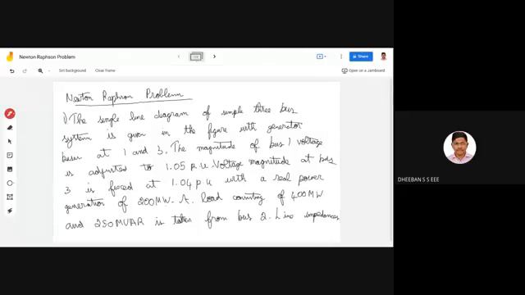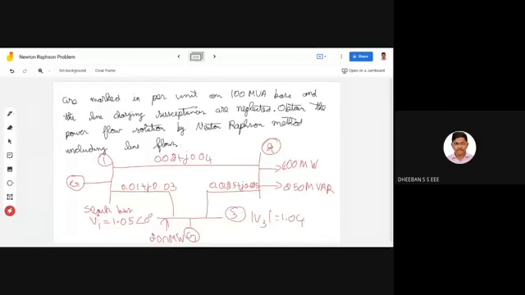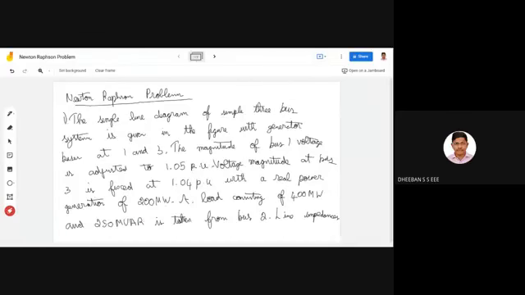So this is a problem. I hope you might have taken it down. Here they have given a single line diagram. This single line diagram has generators at buses 1 and 3. The magnitude of bus voltage is adjusted to 1.05. It is given in the question. They have given the slack bus 1.05 at 0 degree, and the voltage magnitude at bus 3 is fixed at 1.04 per unit. Here the real power generated also they have given.